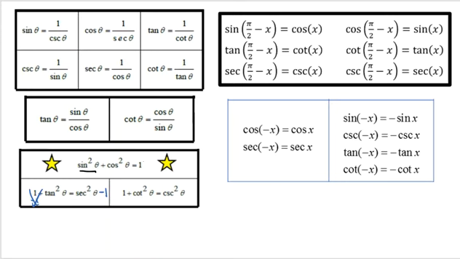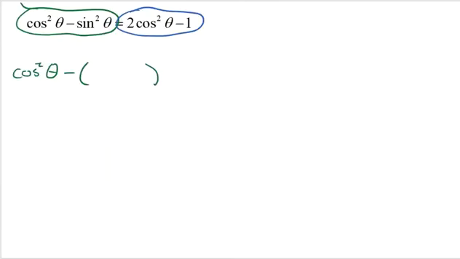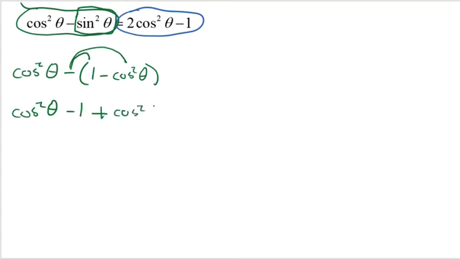So I'm going to go back to the problem here. And what I'm going to do is replace the sine squared with 1 minus cosine squared. Now you got to be careful, because I'm replacing a single term, sine squared, with a binomial, 1 minus cosine squared. So I got to be super careful that my next step would be distributing this minus sign. So I get cosine squared of theta minus 1 plus cosine squared of theta. Again, because the negative times the negative is a positive.